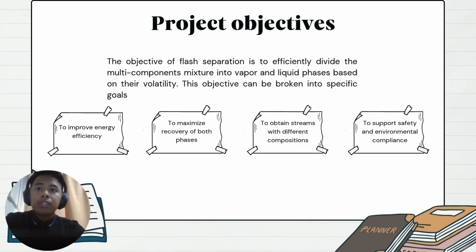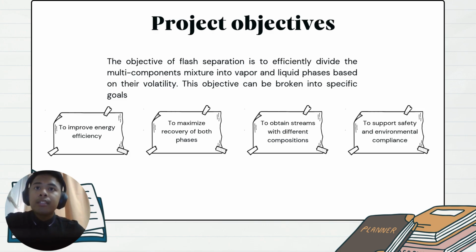Next is the project objective. The objective of flash separation is to efficiently divide the multi-component mixture into vapor and liquid phases based on their volatility. This objective can be broken down into specific goals. The first one is to improve energy efficiency. Flash separation uses less energy compared to other methods like full distillation, making it more cost effective.